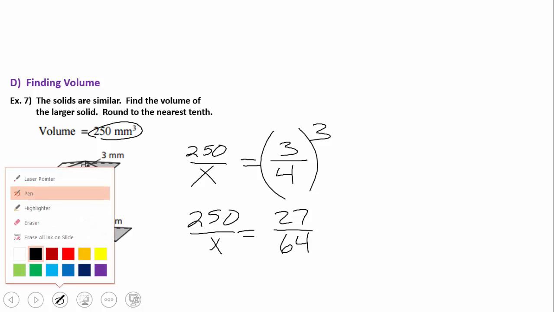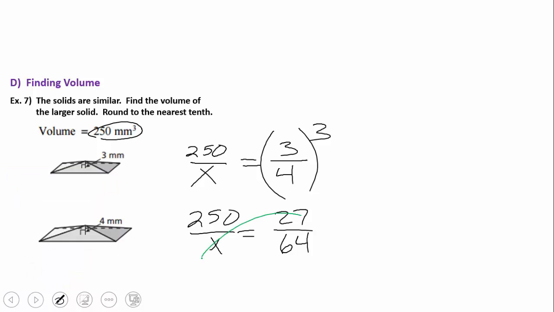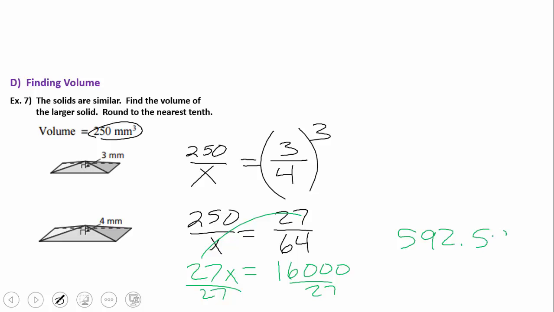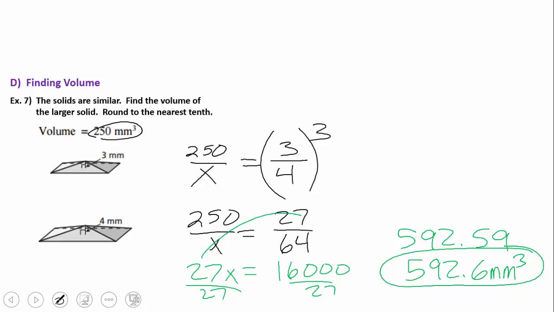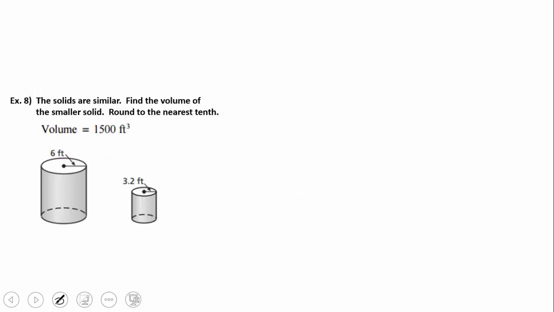And now we do our cross products. 27 times x is 27x, and 250 times 64 just happens to be 16,000. Dividing by 27, you would get that the volume of the larger one is 592.59. And of course, rounding to the nearest tenth, that'd be 592.6. And since we're talking volume, it would be millimeters cubed as our final answer. So as you can see, the process is the same. It's just that now we're cubing because we're talking volume. And as we said earlier, volume is units cubed.